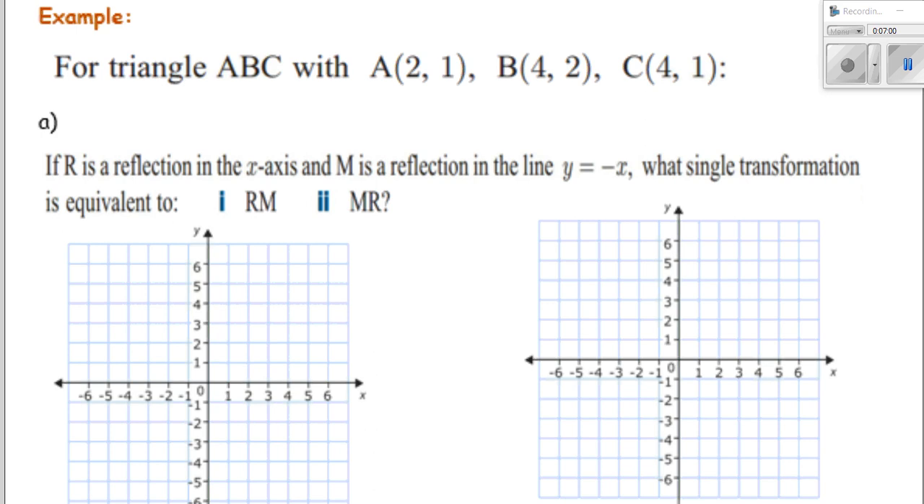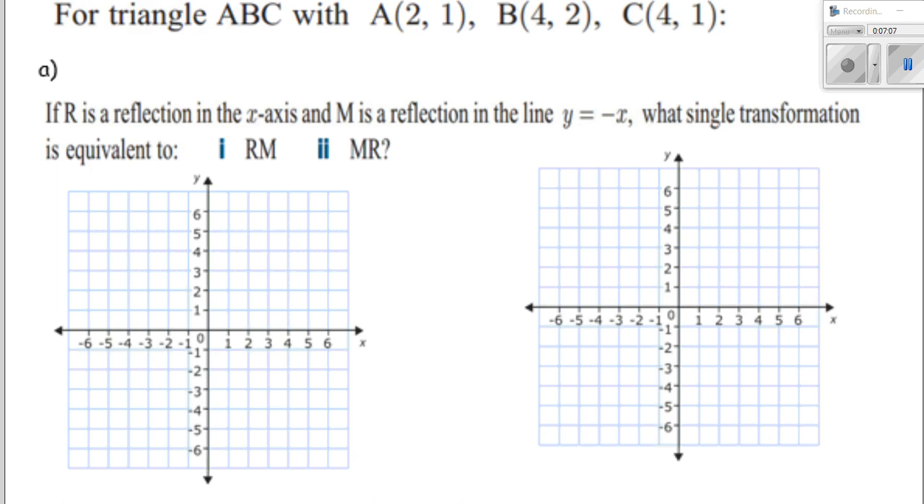So what we're asked to do in this one, for triangle ABC with coordinates A, B and C, is: if R is a reflection in the x-axis, and M is a reflection in the line y equals -x, what single transformation is equivalent to RM and MR?